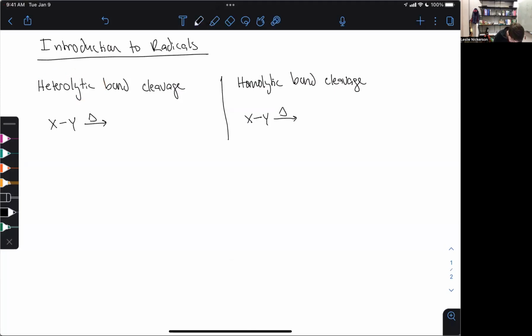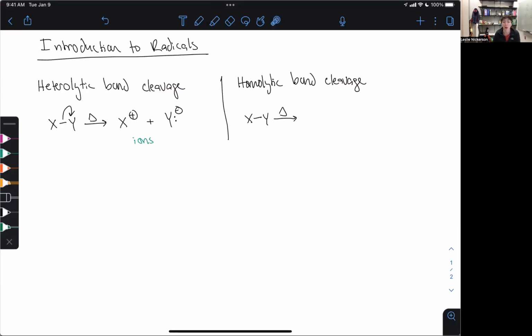So if I have something like this where maybe Y is a good leaving group, then I can end up forming these two ions, where I have a positive charge on X, and I put my two electrons from my lone pair onto Y, making that negative. Okay, so I've gotten two ions from that process.